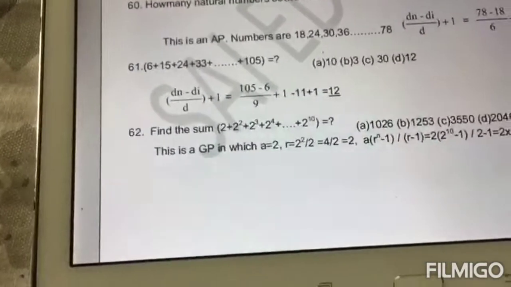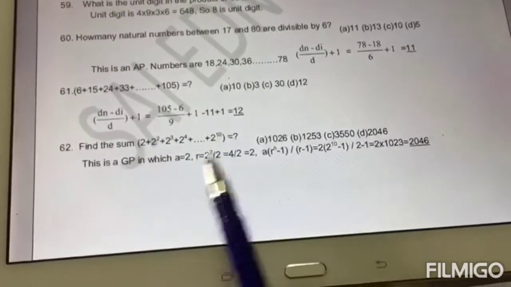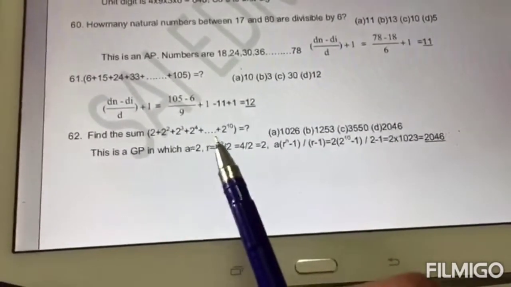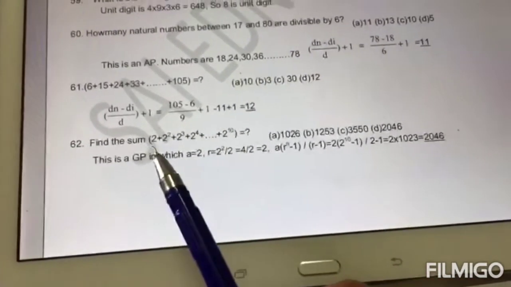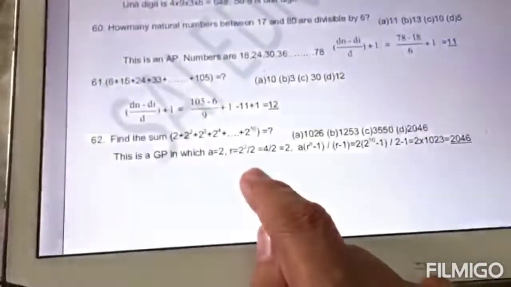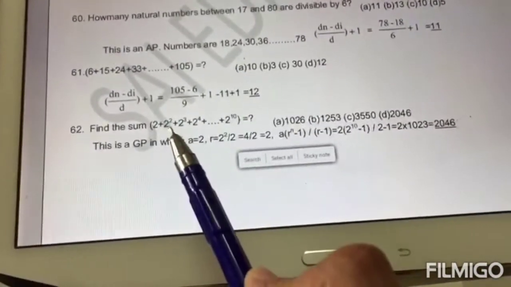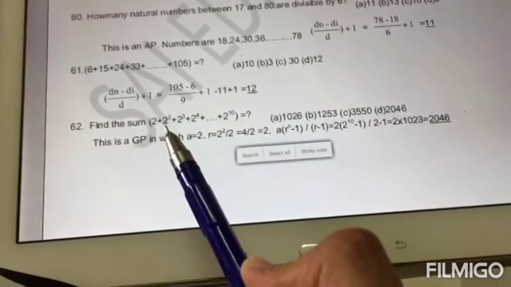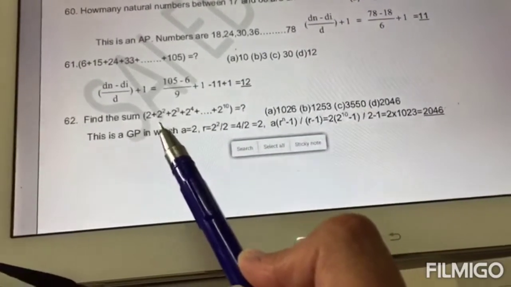Okay, so find the sum of this sequence. We see if it is a geometric progression. Are they all non-zero numbers? Yes. 2 is non-zero. 2 raised to 10 will definitely be non-zero. Now look at each term. Each term is obtained by multiplying the previous term by a fixed non-zero number.